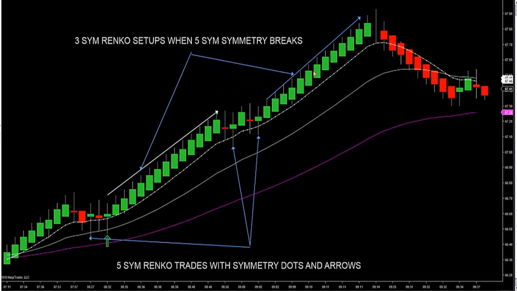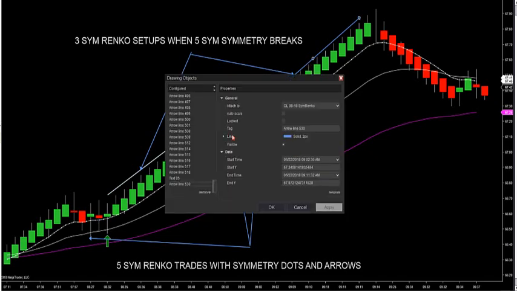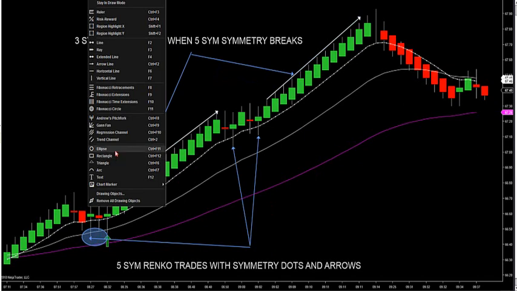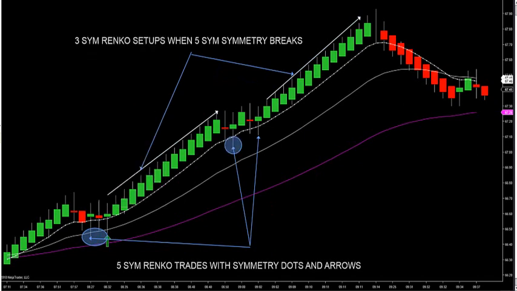There's your three. I'll do white. You want to trade three in between here. You want to trade the five after the pause, right here, at symmetry dots. Right here. This is now a pullback.